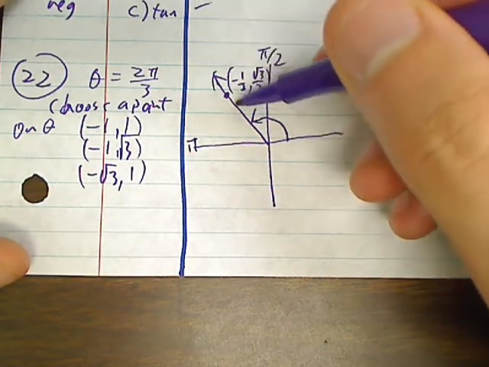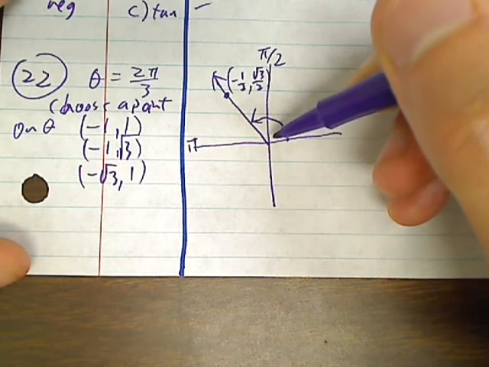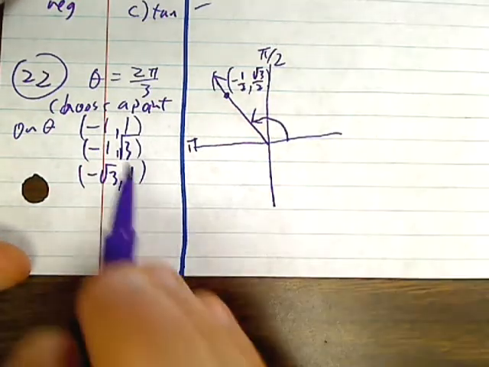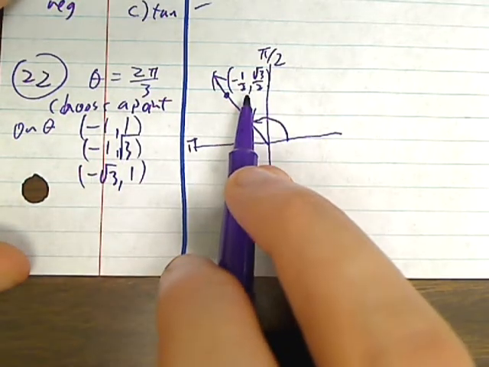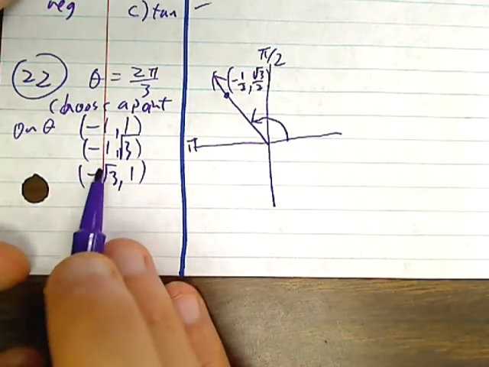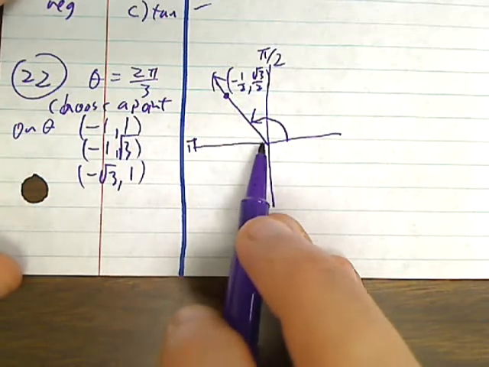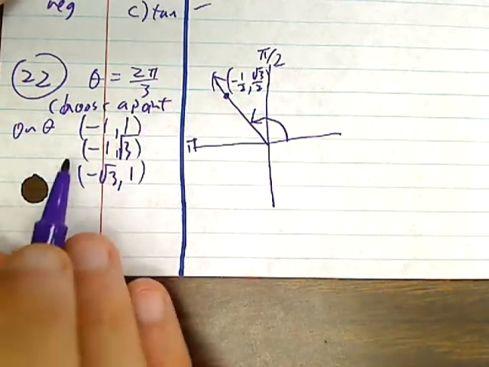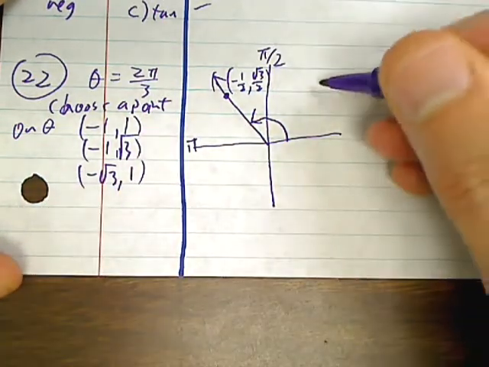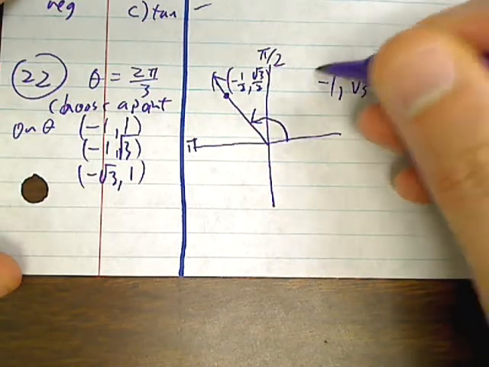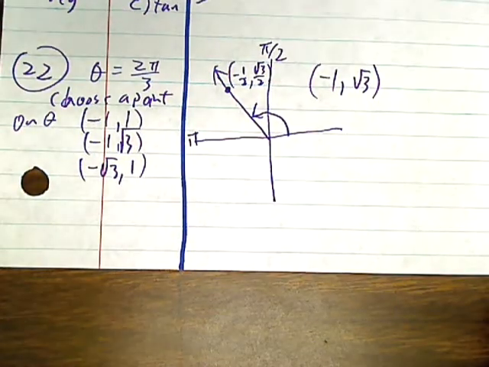It's a direct variation. It's a line that goes through 0. So all I need to do is figure out which one of these points is a multiple of this point right here. And I would say this point. If I multiply this point by 2, or go twice as far away from the origin, that point right there would be on the line. So the point is negative 1, square root 3.